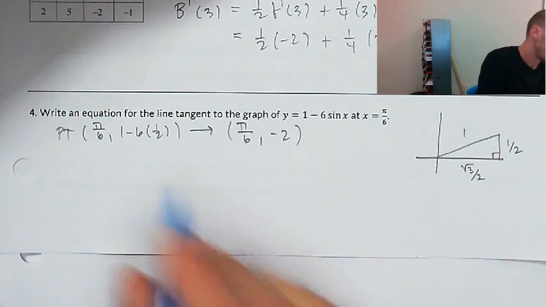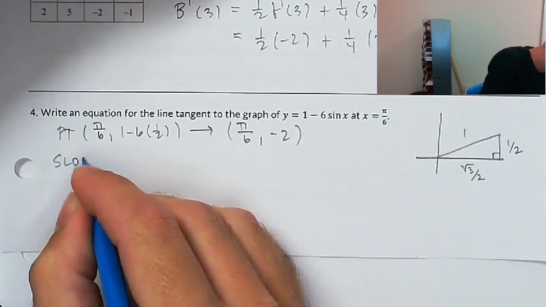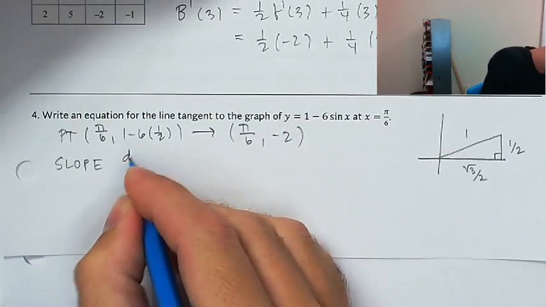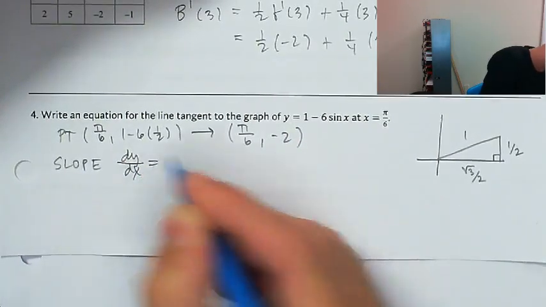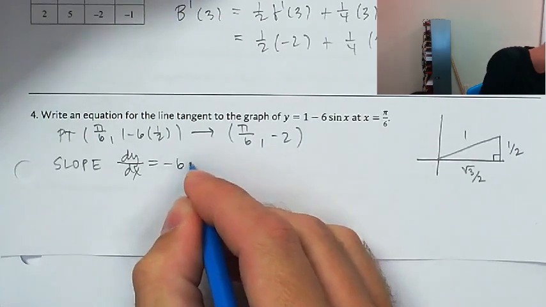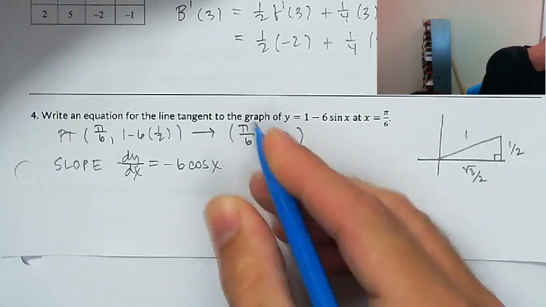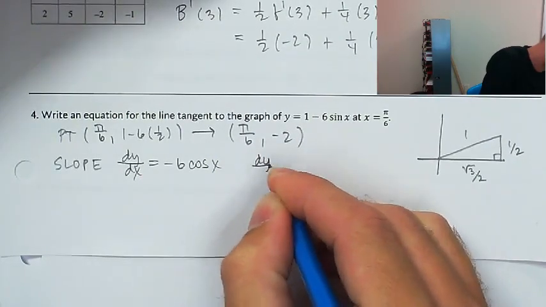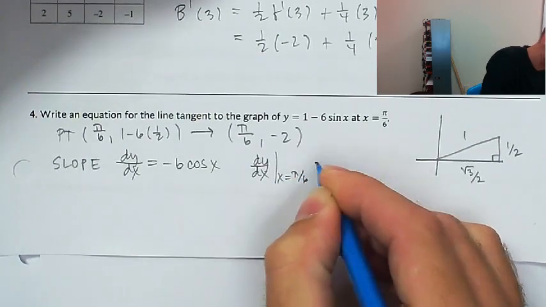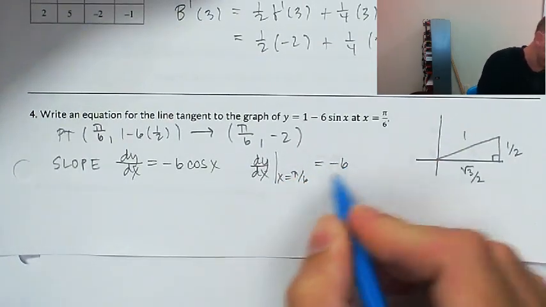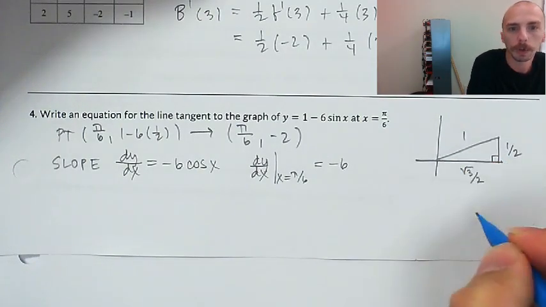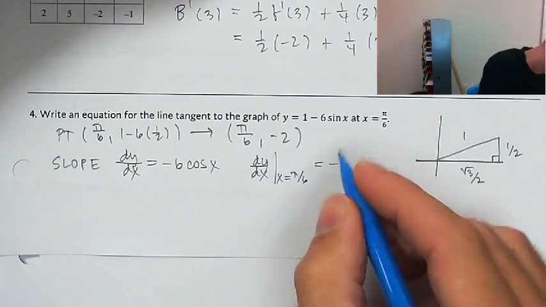Then the slope, I'm going to need to take the derivative. And so if I've got y, then the derivative dy/dx is 0 minus 6 cosine x. To get the slope at the point I'm interested in, I'm going to just plug in x equals pi over 6. And I'm going to get negative 6 times the cosine of pi over 6. Cosine of pi over 6 is going to be adjacent over hypotenuse, so that's root 3 over 2.